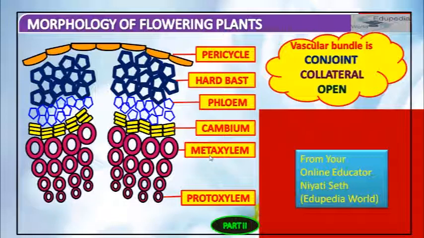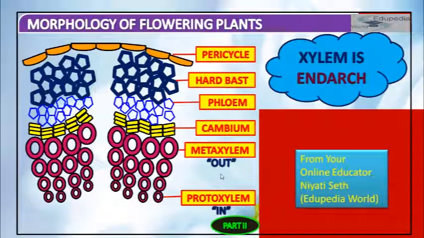Xylem is on the inner surface and phloem is on the outer surface, and xylem in the dicot stem is described as endarch because the protoxylem is towards the inner side and the metaxylem is towards the outer side, students. Because protoxylem is in and metaxylem is out, xylem is endarch.